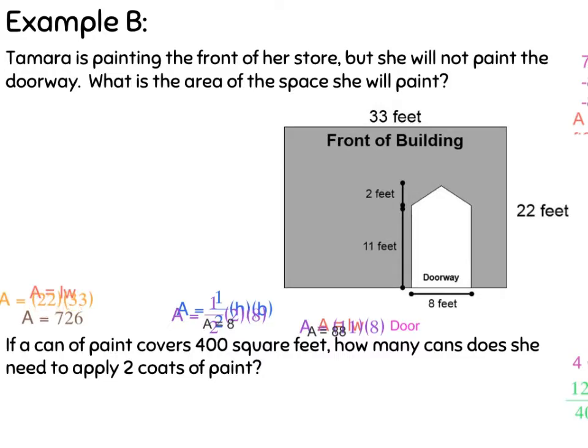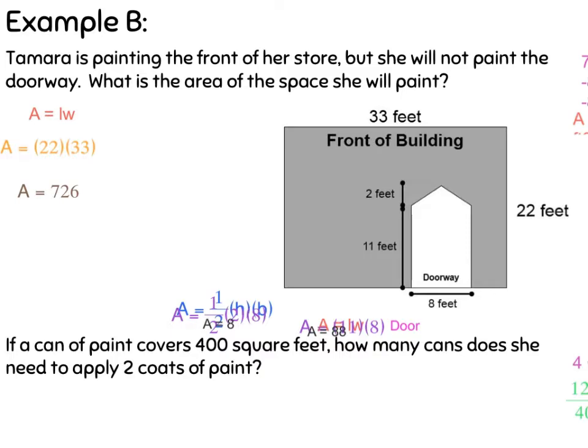So our building's a rectangle, so I'm going to use my area formula for rectangle, length times width, 22 times 33, because that's the width and the height, or the width and the length. And when I do that, I get area equals 726. So that was easy because it was just a regular rectangle, easy formula.